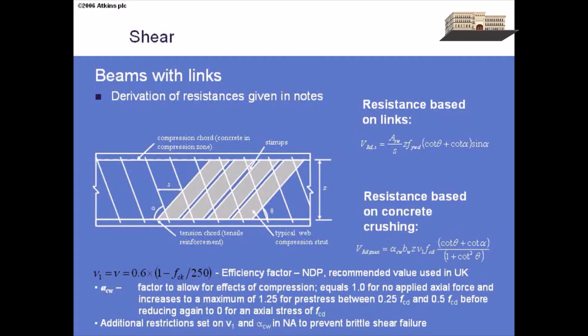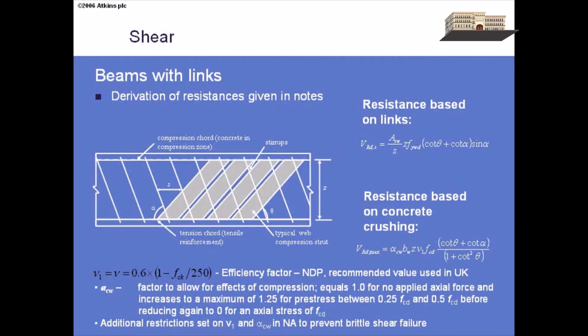If I choose theta to be the flattest angle that I'm allowed, of 21.8 degrees, then cot theta becomes 2.5, and we essentially end up with 2.5 times what we used to get out of BS500. But again, we can't add the concrete term in. So the choice is yours. You can have anything between 1 times that or 2.5 times that, but it will then have a knock-on effect for both the longitudinal reinforcement, as you'll see in a minute, and also for the crushing resistance.